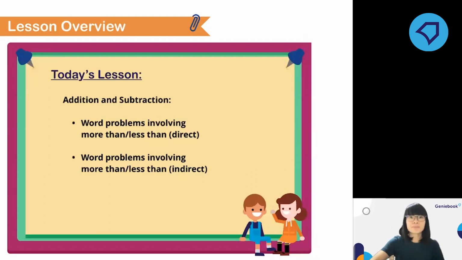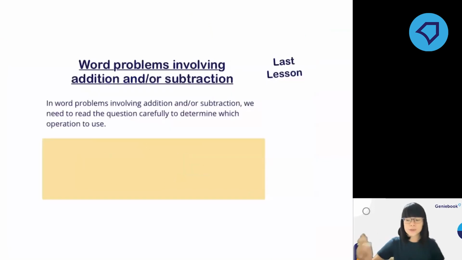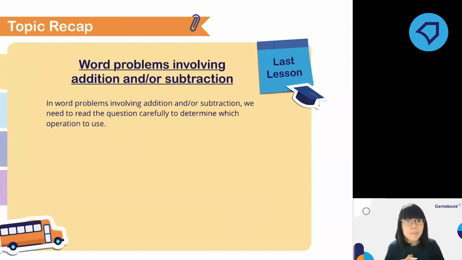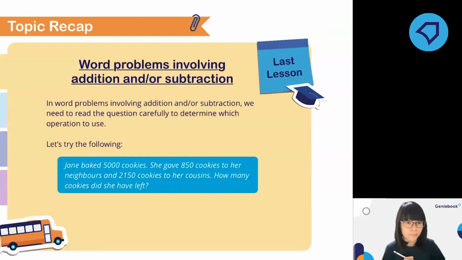Okay, before we start, let's go through a quick recap on what we have done last week. In word problems involving addition and or subtraction, we need to read the question carefully to determine which operation to use. Operation just means either you use plus, minus, times, or divide. So in this case, addition and subtraction operation would just refer to plus or minus. So let's take a look at the following.